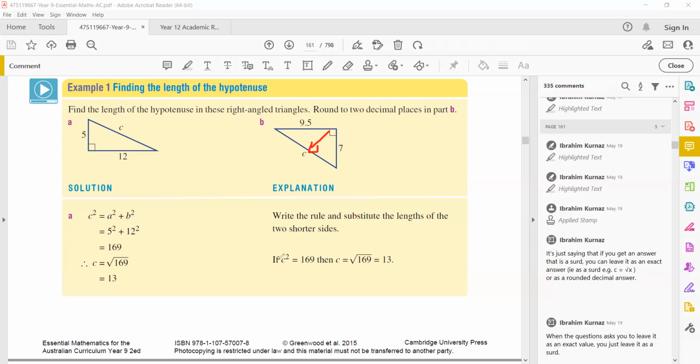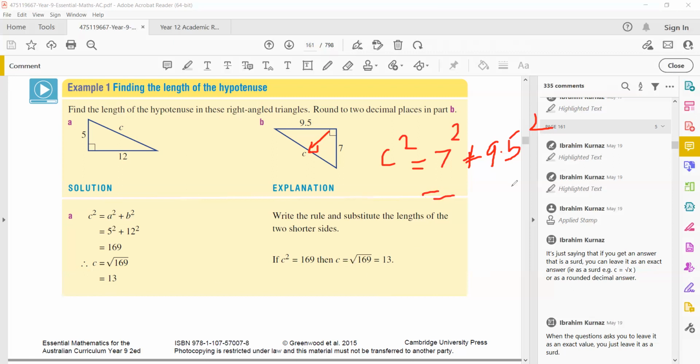Okay. So is 9.5 B? Then what is the answer? C equals? Is 9.5 B? Okay. C squared is 7 squared plus 9.5 squared. What is the answer? 49 plus 9.5 squared, which is 9.5 times 9.5. You have a calculator? Can you find out for me? 90.25 plus 49. What is your answer?